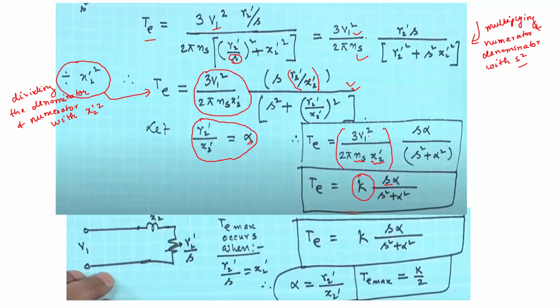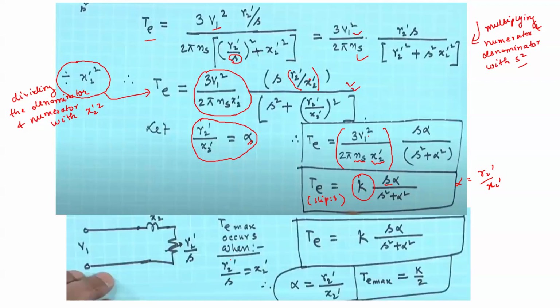So remember here that alpha is r2 dash by x2 dash. Alpha is fixed as r2 dash by x2 dash, whereas s can be at any operating slip. So this is the torque at any operating slip s. Now let us see what the condition of maximum torque is.